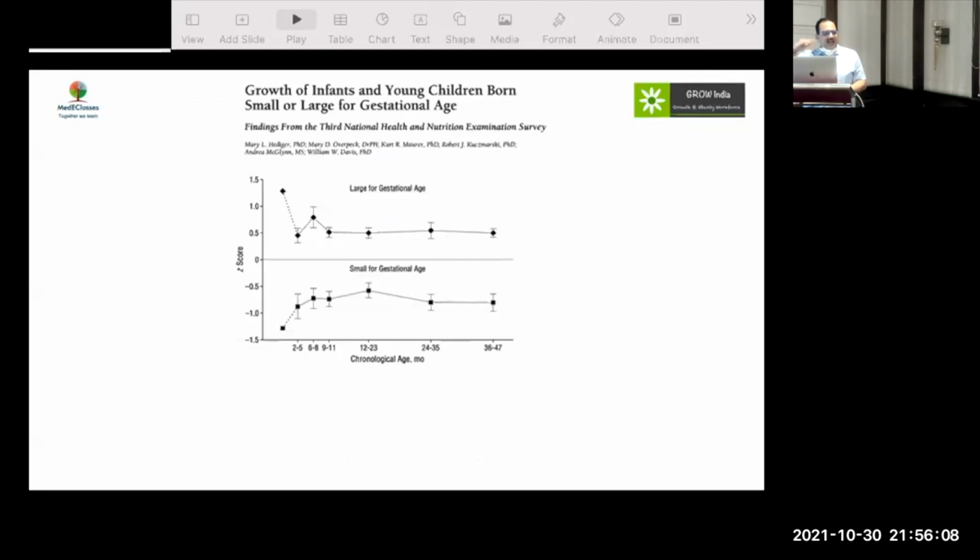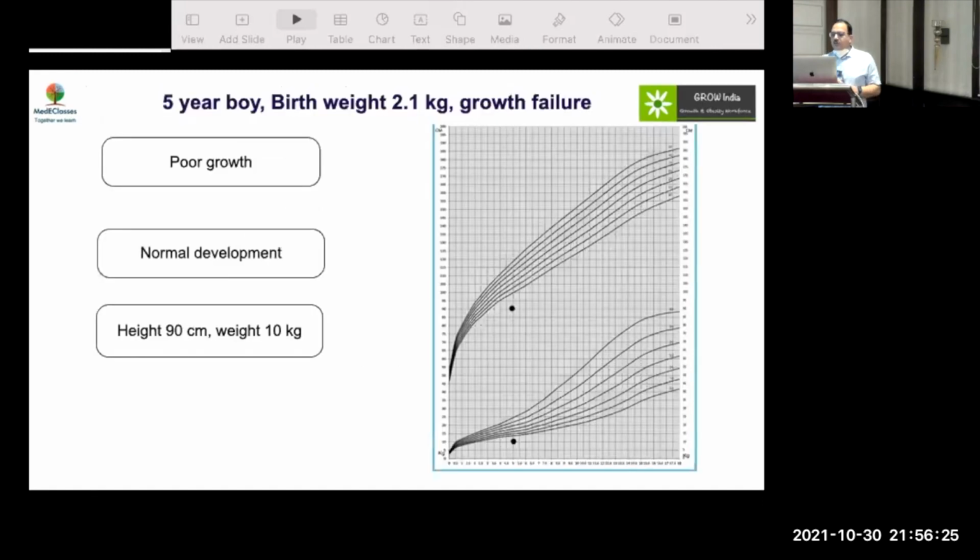Most children will catch up by around 1 year of age. If they are not catching up by 1 to 2 years of age, don't wait. You can't keep on waiting forever, because then there could be a problem in terms of time being less, and there could be more complications. So now we have got this 5-year-old boy who had poor growth, normal development, height is low, and weight is low. So what do you think will happen here?